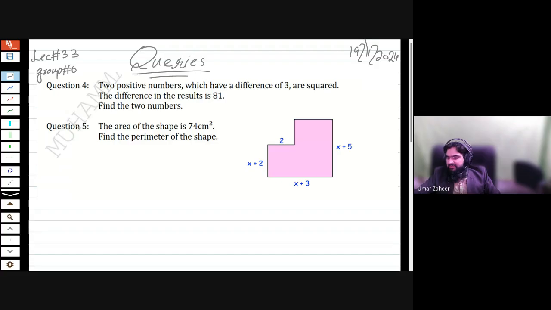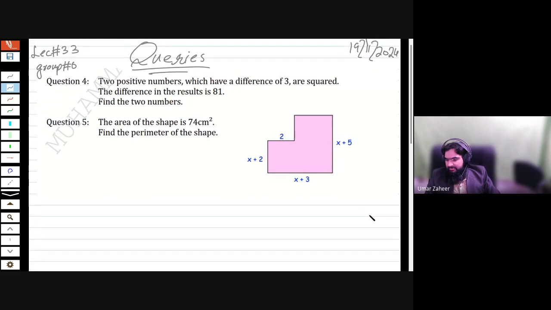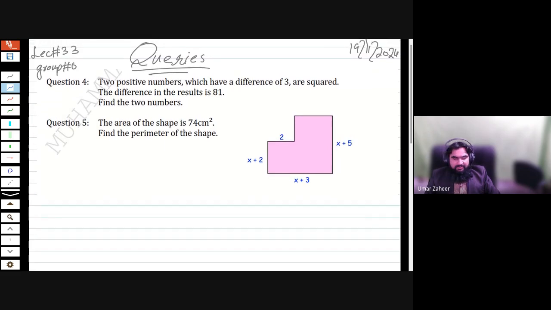We have done the algebra. So we are just going to do the queries from algebra. We have just one topic left, that is simple, the non-linear equations.